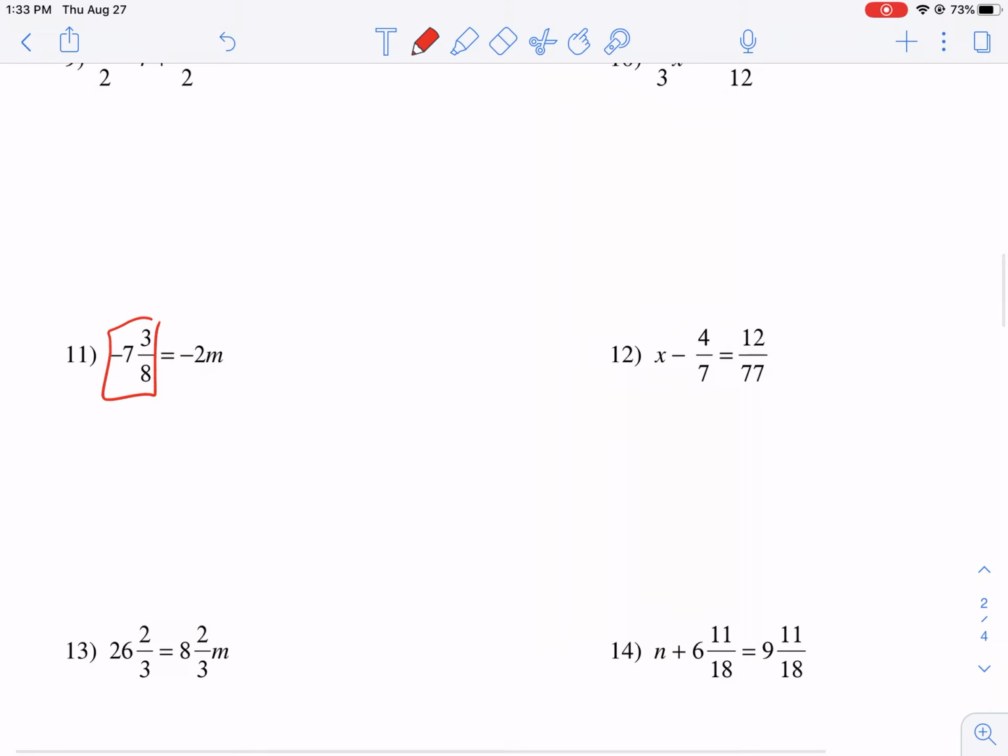So with number 11, the first thing you're going to do is convert it. So I do 8 times 7, keeping the negative out in front. 8 times 7 is 56, and then we're going to add 3. So we have 56 plus 3 over 8 equals negative 2m. Keep it negative: negative 59 over 8 equals negative 2m.